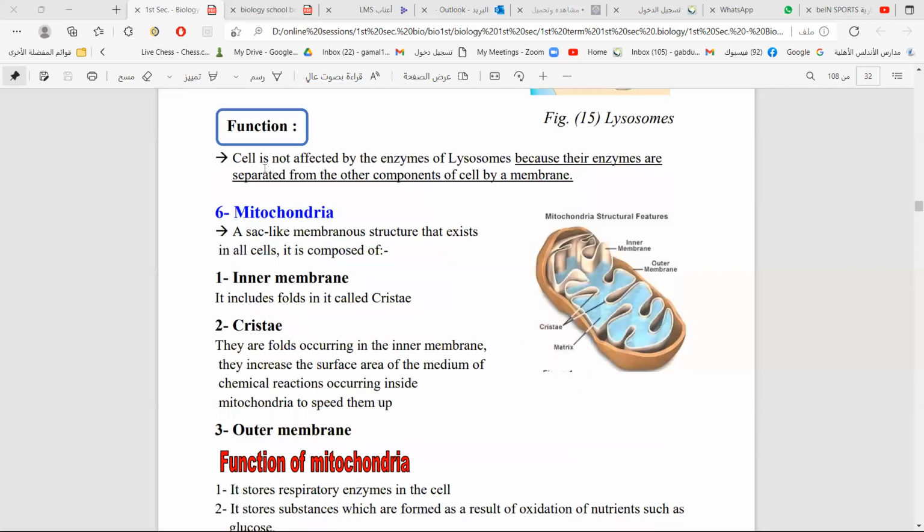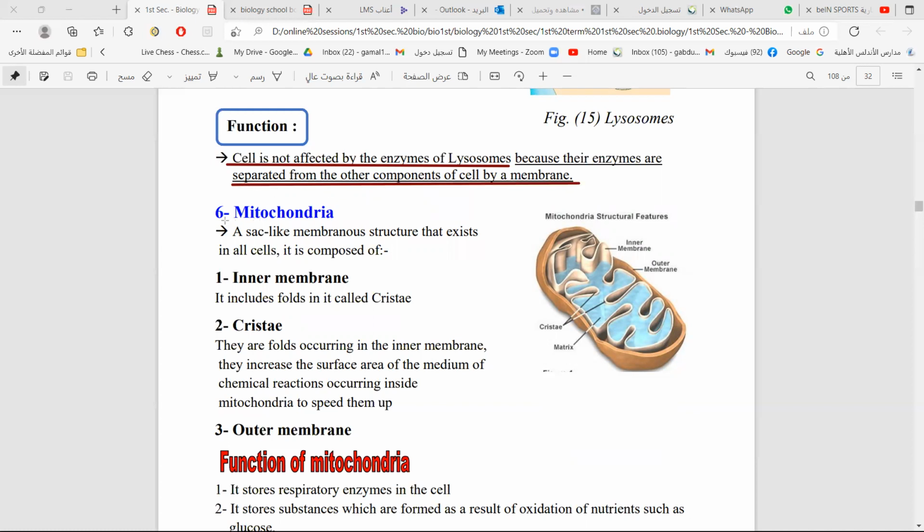Another organelle, the lysosome. The question here: why is the cell not affected by the enzymes of the lysosome? Because the lysosome is membranous. The enzymes found inside the lysosome are separated from the cytoplasm by a membrane.